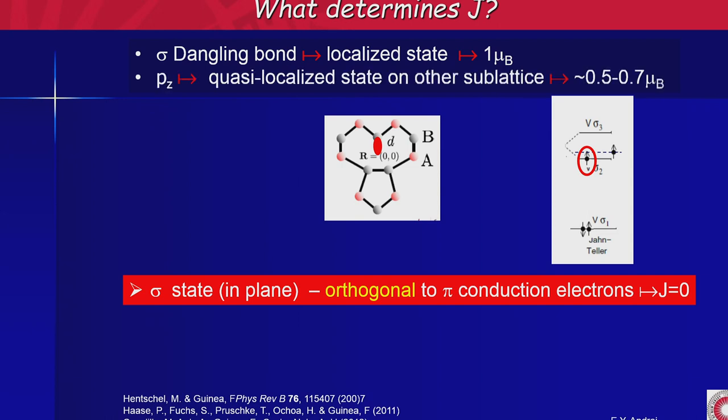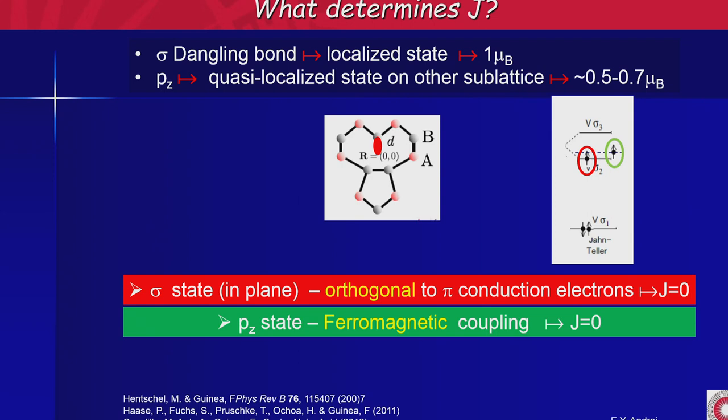Now let's look at the other moment that comes from the missing electron in the pi band. But that one has ferromagnetic coupling to the band. So again, J should be zero. So the theorists, having sided with the Manchester group, based their arguments on this. They said the coupling has to be zero. And therefore, the transport measurements were wrong.